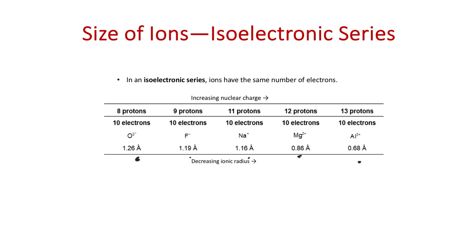Look at how much smaller aluminum is, due to having still 10 electrons, but that 13 plus charge to pull those electrons in, a lot smaller. Magnesium grows bigger, sodium bigger, fluoride bigger, oxide the biggest of the 5 on the chart.